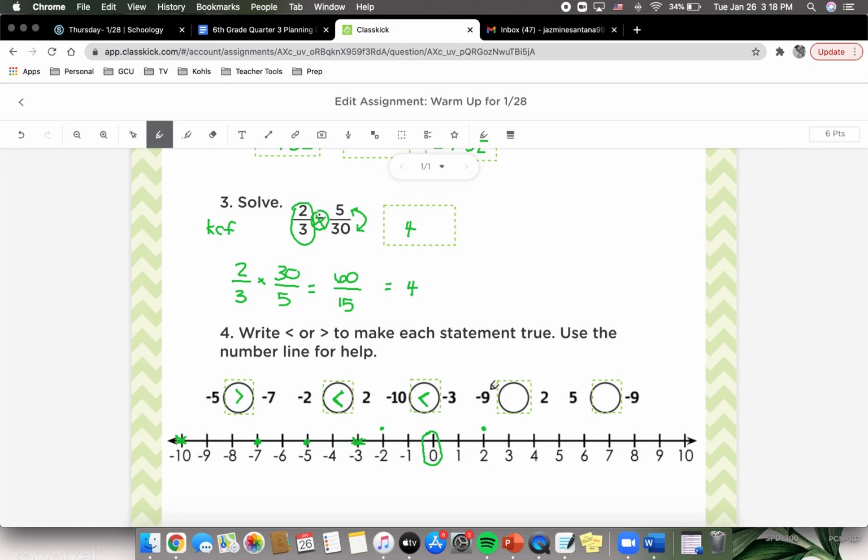Moving on to negative 9, which is right here, and 2, which is right here. Is negative 9 greater than or less than positive 2? It is always better to be positive in money than it is to be negative in money. So we are going to say that negative 9 is less than positive 2.